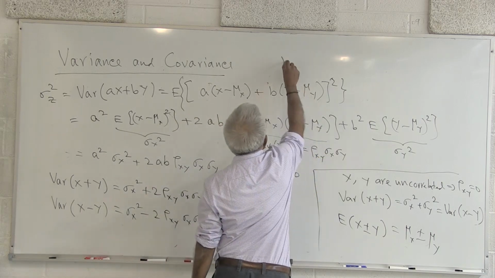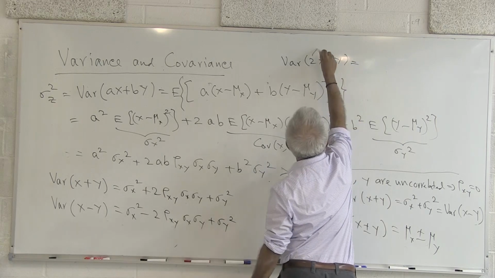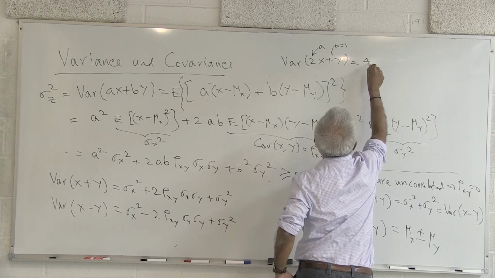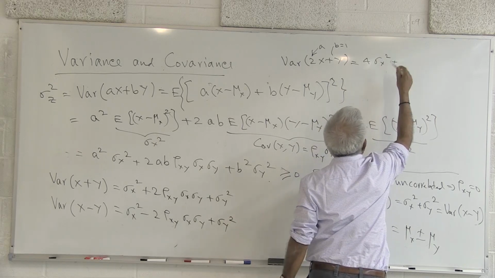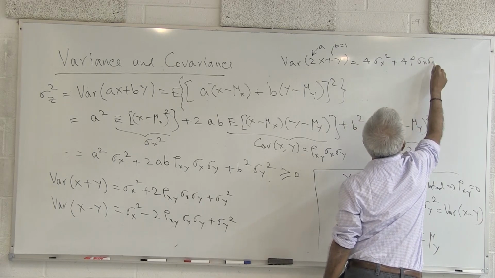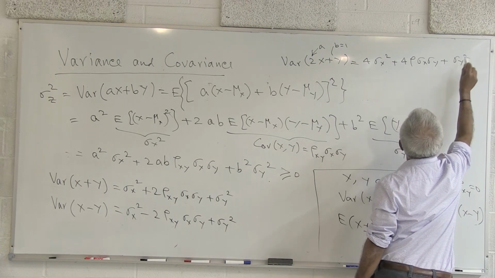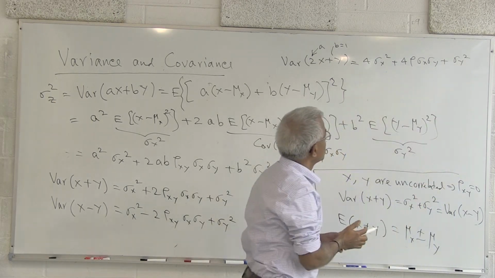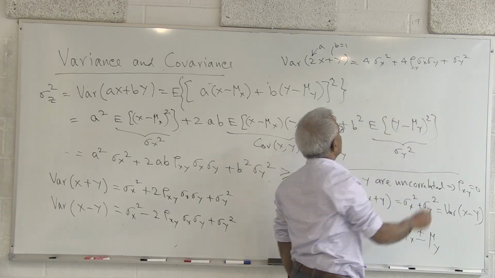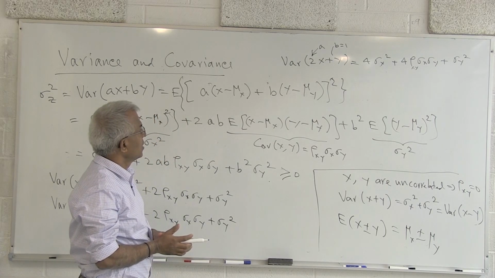So for example, variance of 2x plus y, here a is 2 and b is 1. So that will be, from this formula, 4 sigma x squared plus 2ab rho sigma x sigma y, that is 4 rho sigma x sigma y, plus b squared sigma y squared. So then you can substitute the values. If rho value is given and sigma x, sigma y are given, we can compute the variance of any linear combination.